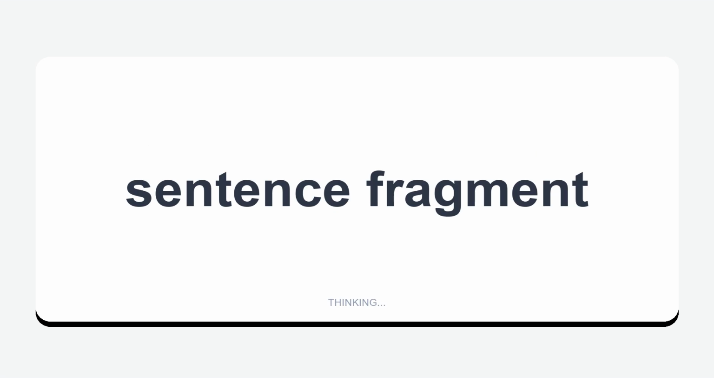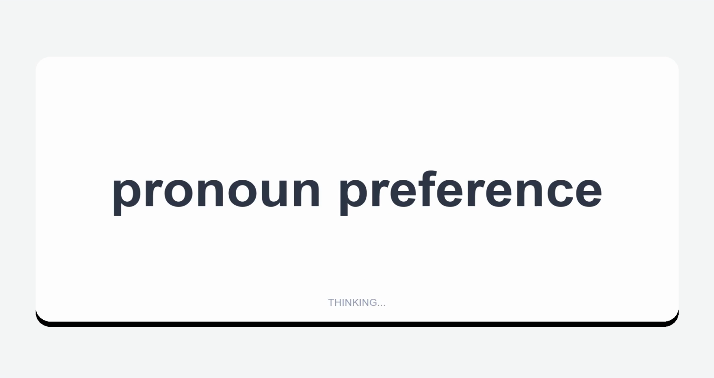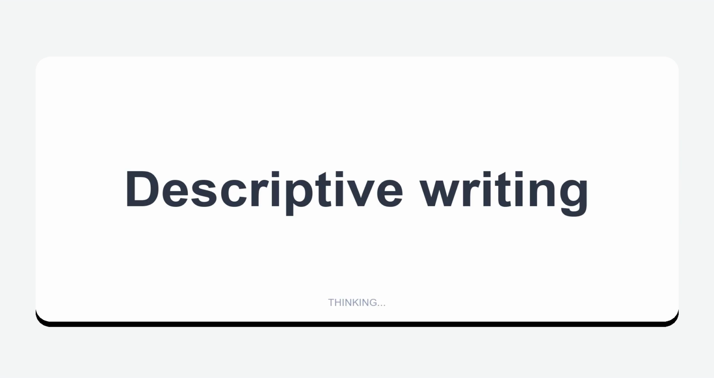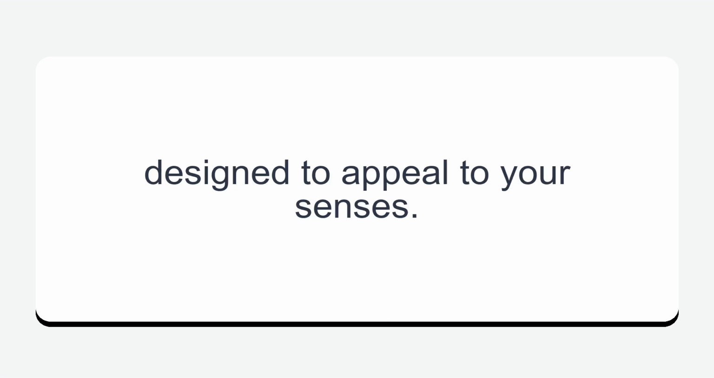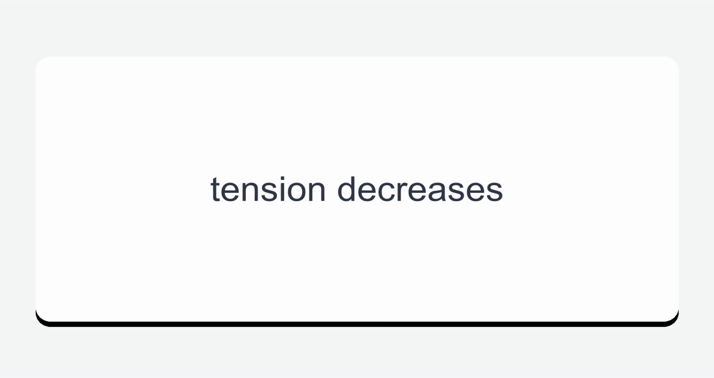Sentence fragment: an incomplete sentence because it is missing a required verb or noun. Pronoun preference: the pronoun should refer clearly to one, clear, unmistakable noun, the antecedent. Descriptive writing: designed to appeal to your senses. Falling action: tension decreases.